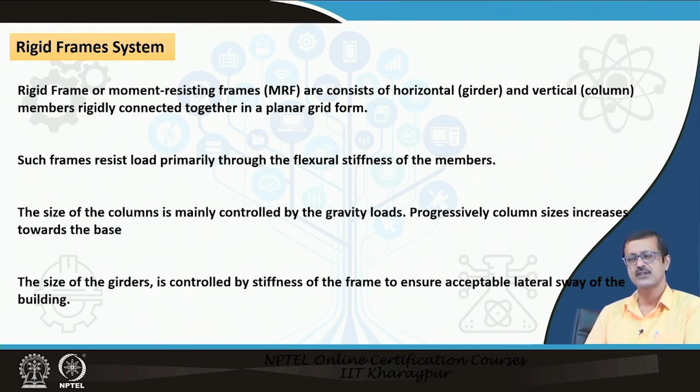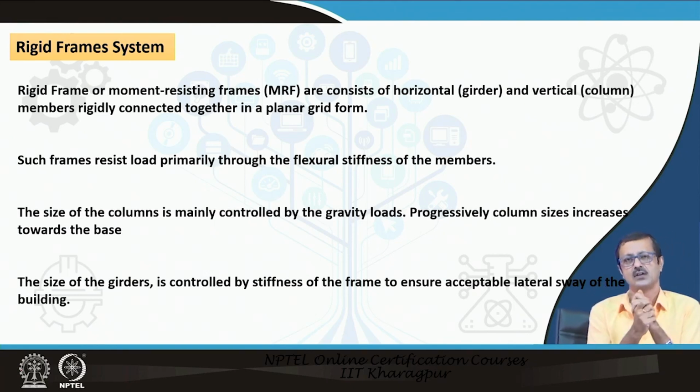So in the rigid frame system, the frames are considered as rigid. What is a frame? A frame consists of pillars or columns and beams. So it is called the moment resisting frame. It is constructed in such a way that it is very rigid, and the joint between the horizontal girder and the vertical column is so rigid that it takes care of the moment, because a tall building will definitely generate a huge amount of moment.